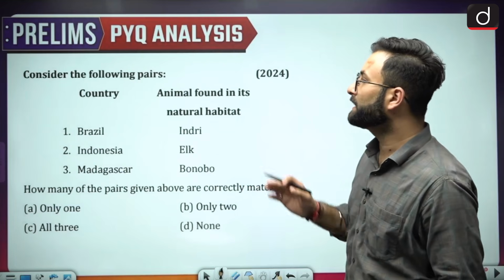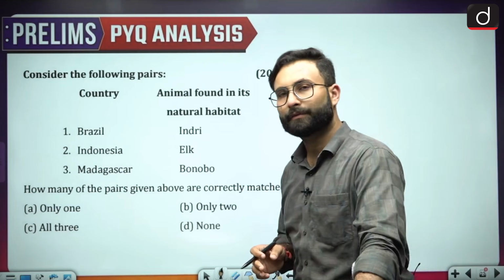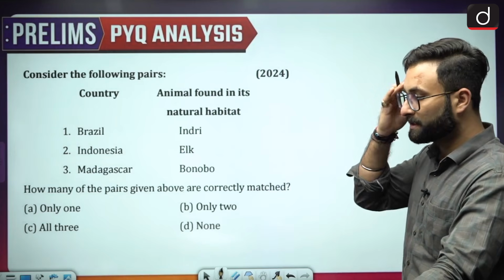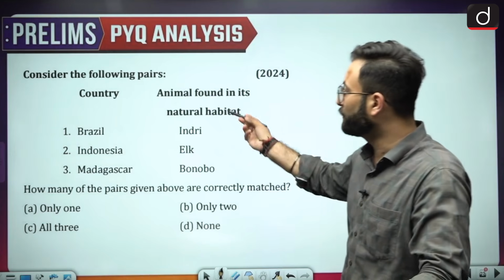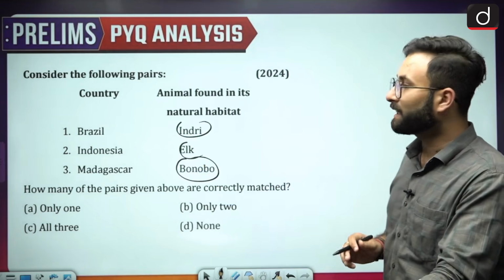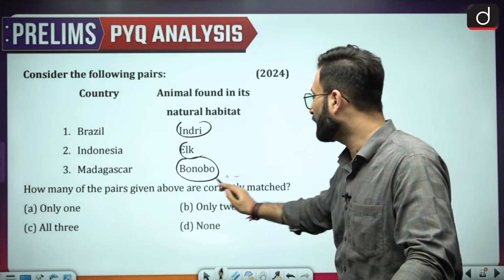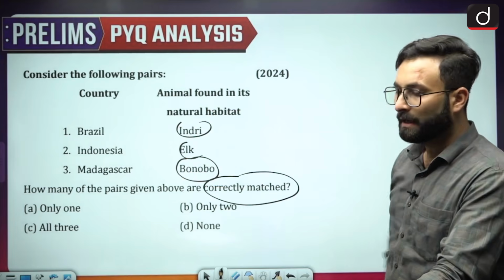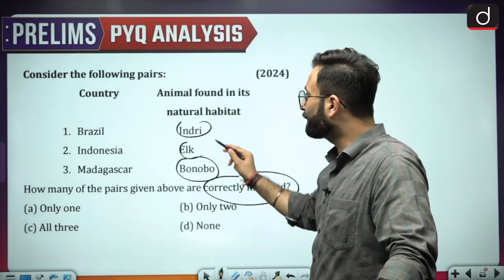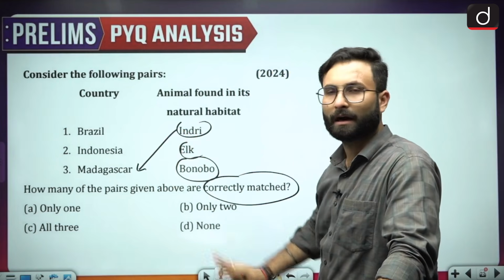Coming to the next one, there is a country, and the animals found in the countries are given over here. Now when we talk about the countries over here, you will see some animals like Indri, elk, and the bonobo. They have asked which of the following pairs are correctly matched. Now, Indris are found in Madagascar, so you can say that the first and the third one are wrong over here.